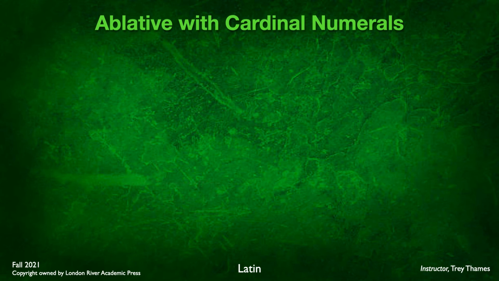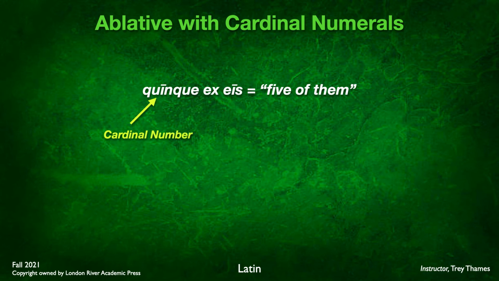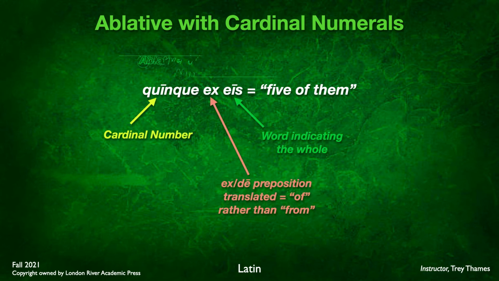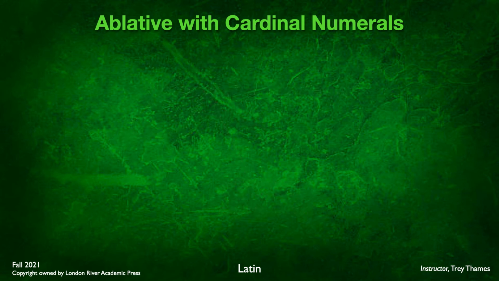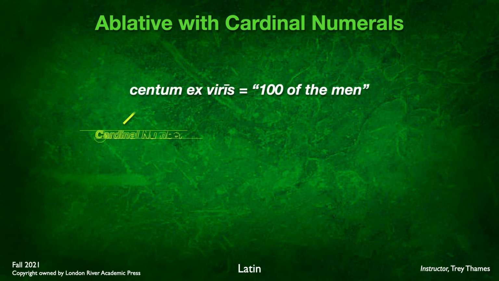Let's look at another example here. Quinque ex eis, 5 of them. Again, the cardinal number quinque, 5. The word that's indicating the whole is eis, here's all of them. That's the them, that's the whole, and it's preceded by the preposition ex. So here we have 5 from them, or 5 of them. This is another example of an ablative with a cardinal number. Now, here's one more example with the word 100, quintum. Quintum ex viris equals 100 of them, 100 from them.